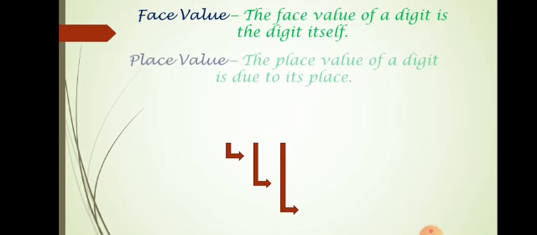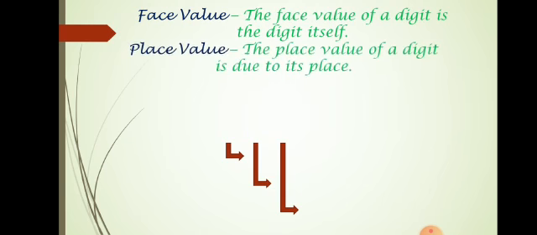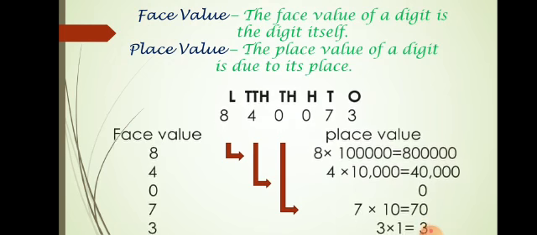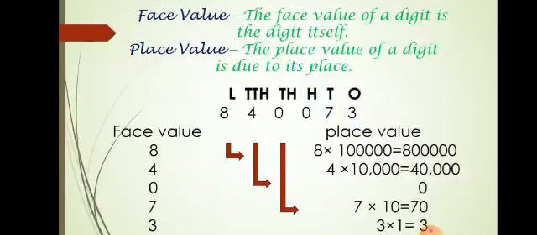Place value. The place value of a digit is due to its place. It means its value will vary from place to place. As an example, I have taken 8,40,073 here. So the face value of 8 remains 8, but the place value of 8 is 8 lakh because it is on the lakh place. Then the face value of 4 is 4 while the place value is 40,000 because it is on the 10,000 place.